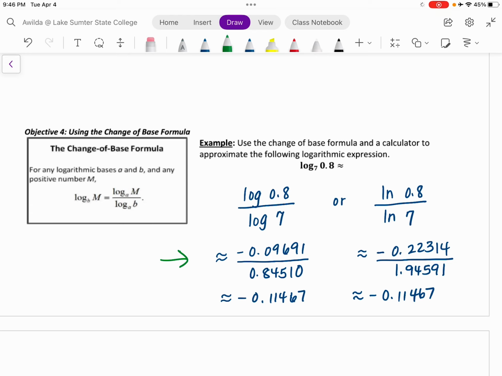But you can see how the change of base formula allows you to approximate a logarithm of any allowable base, even though our calculators only come pre-programmed with base 10 and base e.